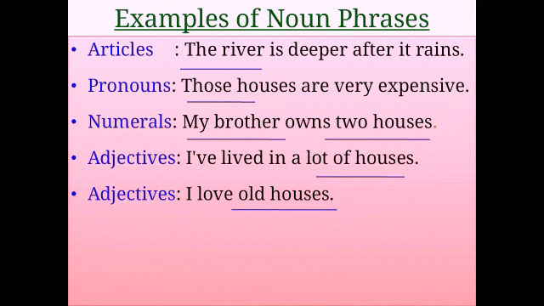The next sentence, my brother owns 2 houses. Here, you can frame questions in 2 ways. I'll tell you how. The first question is, what does my brother own? And the answer would be 2 houses. So that is the first noun phrase. The other way of framing the question would be, who owns 2 houses? And what will be the answer? My brother. So you get 2 noun phrases in that sentence. Clear?